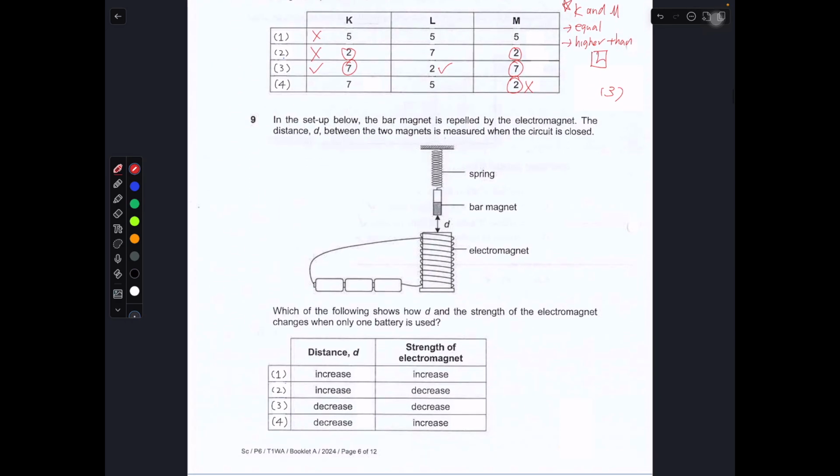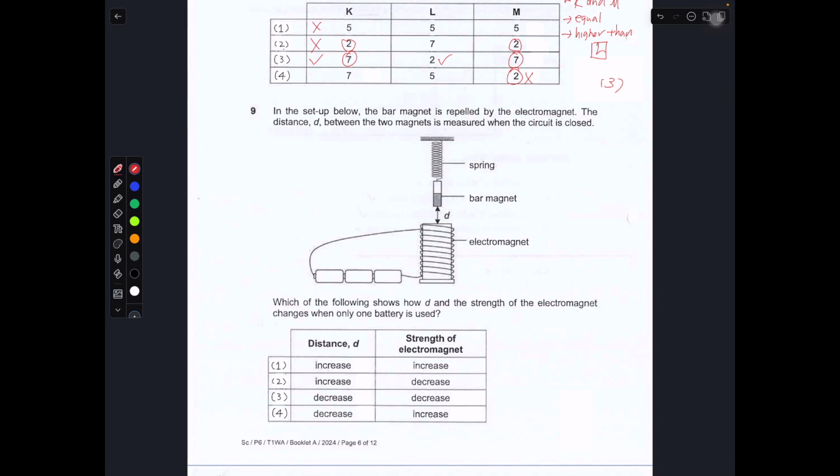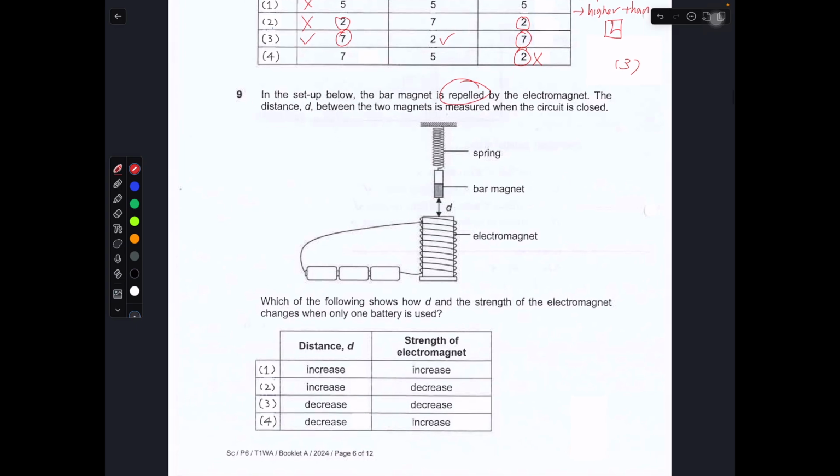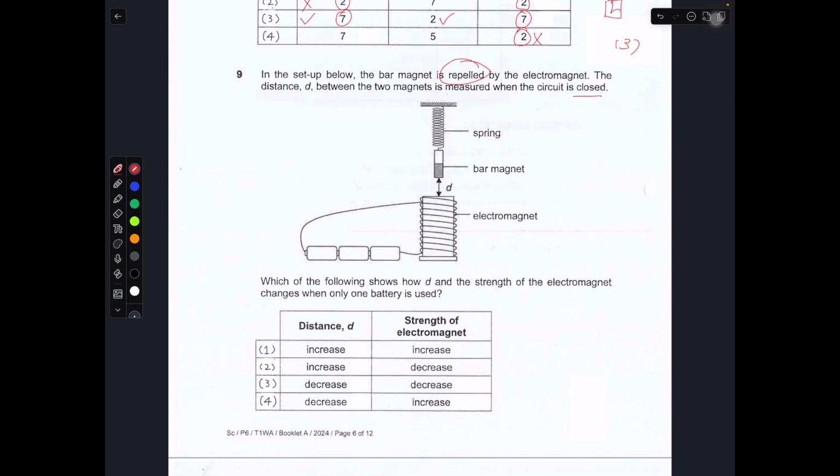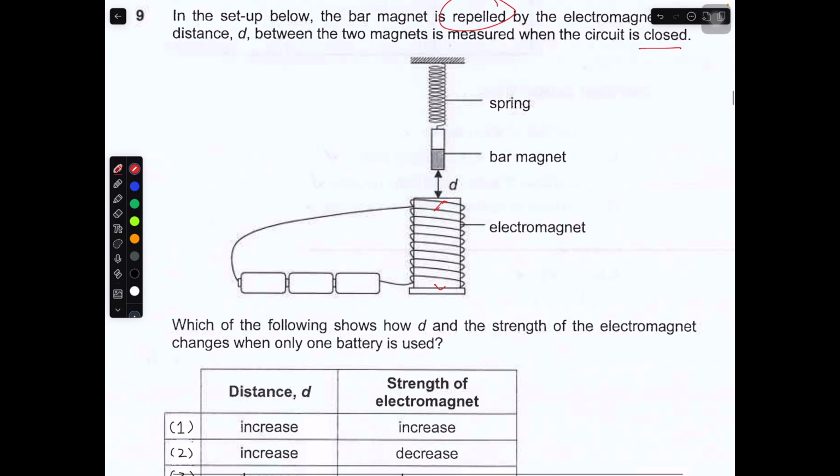Okay, for question number 9, in the setup below, the bar magnet is repelled by the electromagnet. The distance D between the two magnets is measured when the circuit is closed. When the circuit is closed, this bar will become magnetized, so it will become an electromagnet and repel the bar magnet. Why do they repel? Because over here the like poles are facing each other, causing repulsion. So let's take a look.